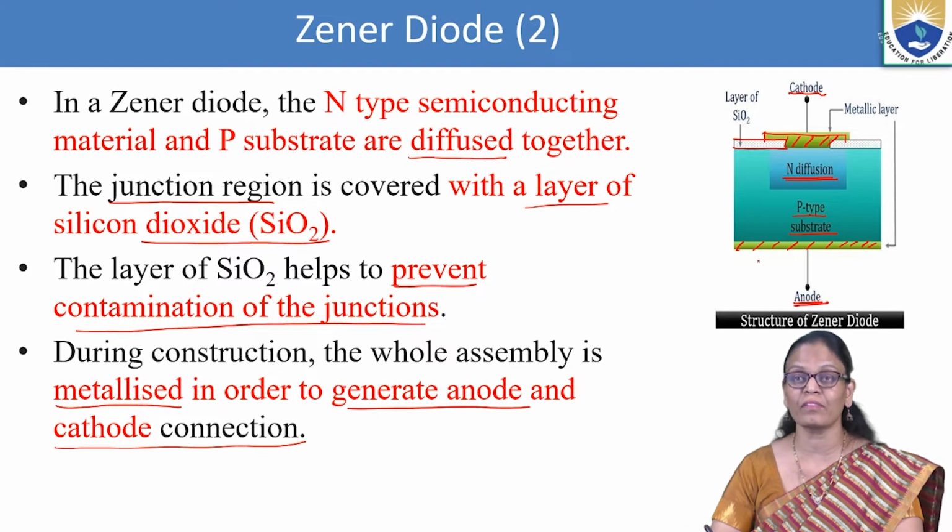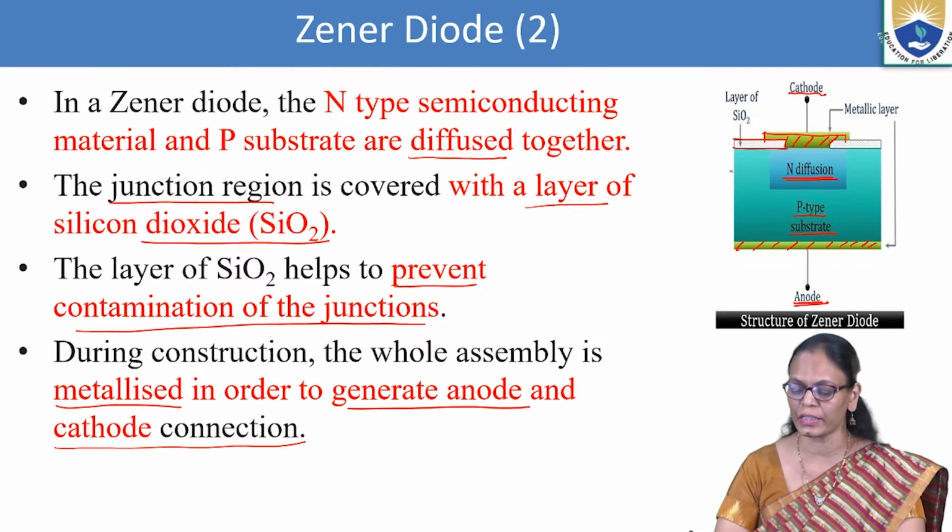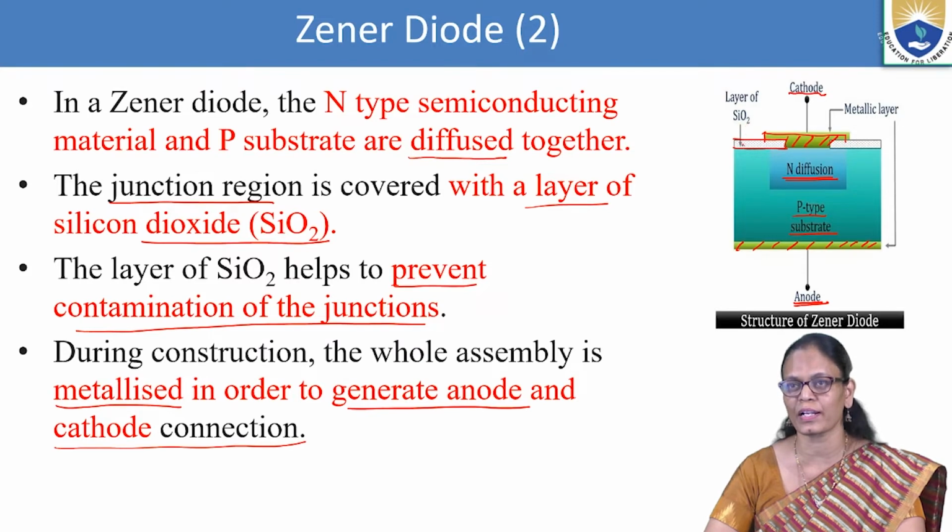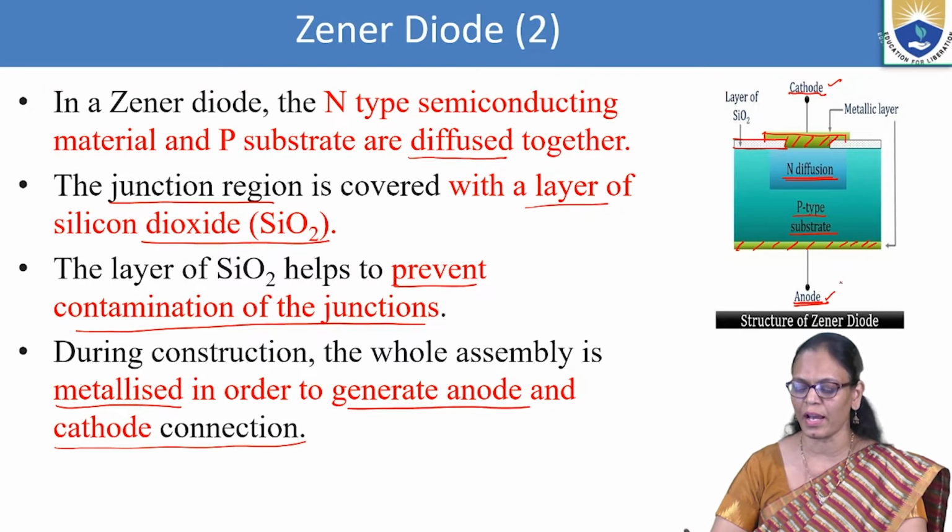So what we have in a PN junction diode here is an N-type material is diffused into the P-type substrate, and then at the junction we have a layer of silicon dioxide which is used to prevent the contamination, and then on both the sides we have these metallic layers which help us to have the electrical contacts connected to the cathode and the anode.